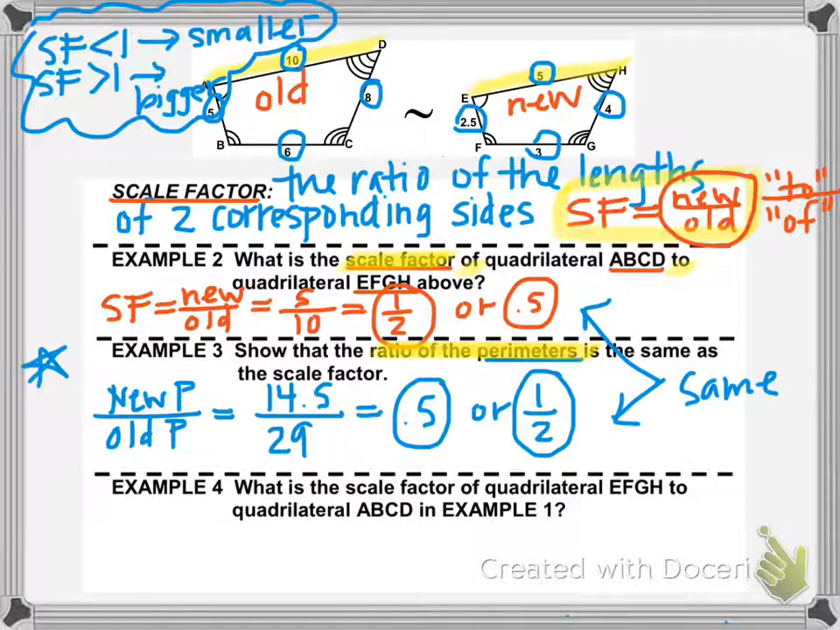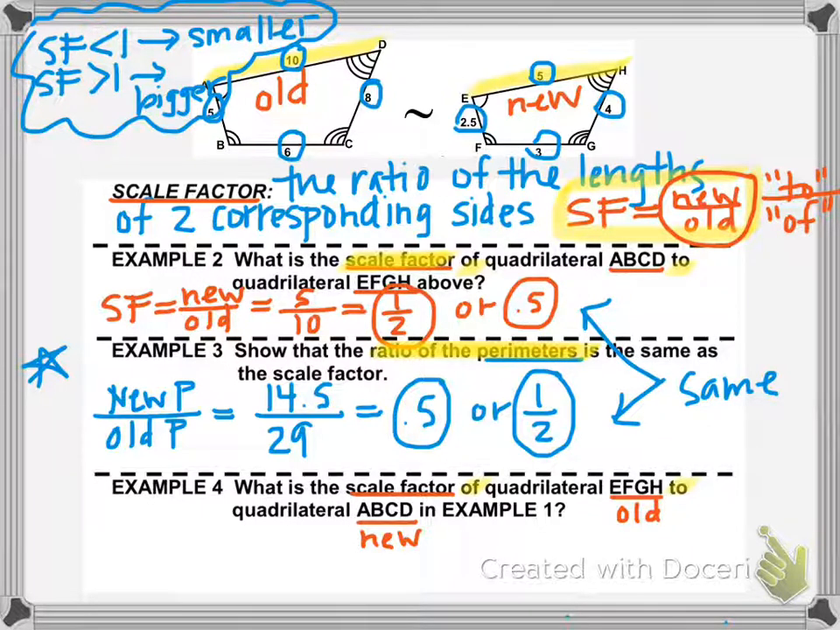All right, in the last example, we are asked to find the scale factor again, but this time of quadrilateral EFGH to quadrilateral ABCD. So this time we're starting with the one on the right and we're ending with the one on the left. Okay, look where your of and your 2 are. So the one after 2, that's your new. This is the new shape. The one after of, which is EFGH, that's your old shape. So the new and old are flip-flopped.